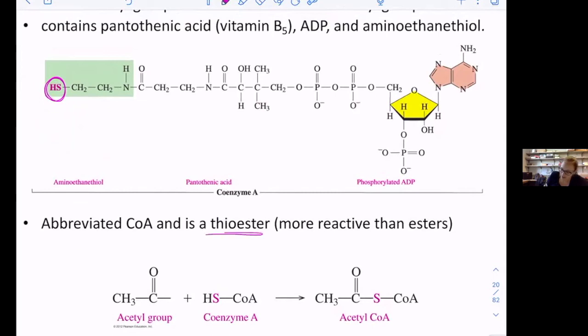Remember, it is a thioester. That is important. It is more reactive than esters. Yes, more reactive.